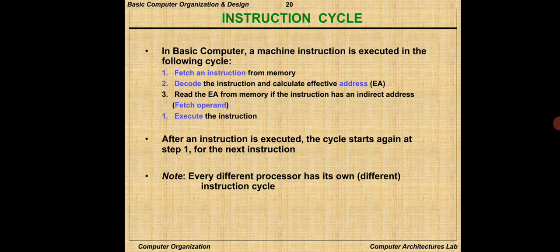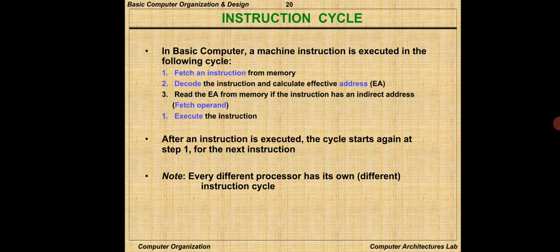That is, once the execution of an instruction is finished, next I need to fetch my next instruction. So I read my next instruction, fetch it from the memory, then decode it, then execute it. This is repeated for each and every instruction. Once the instruction cycle is completed, it goes to the next instruction.